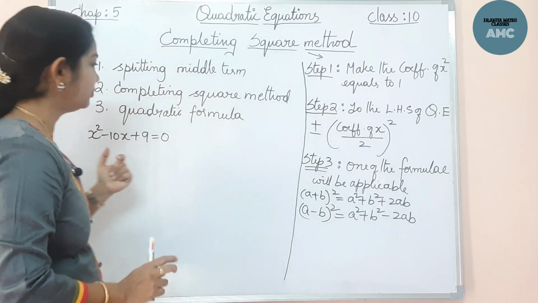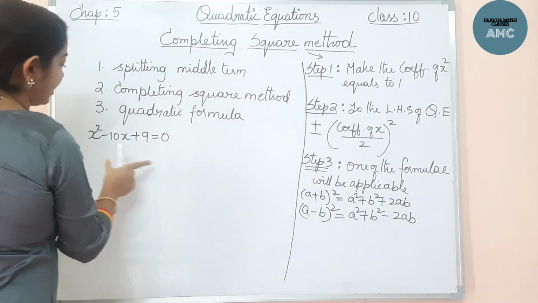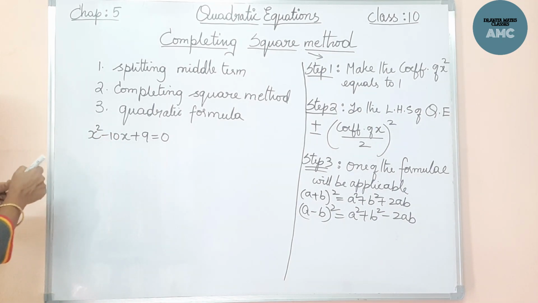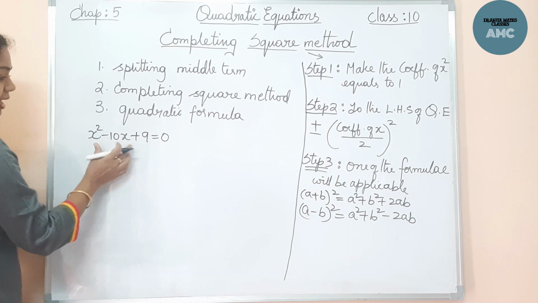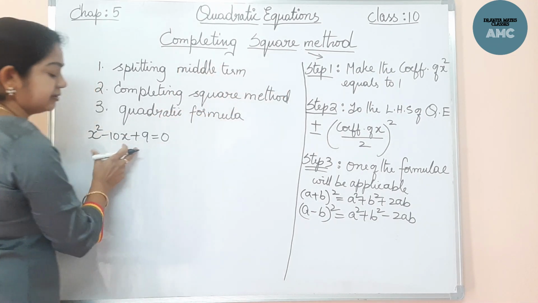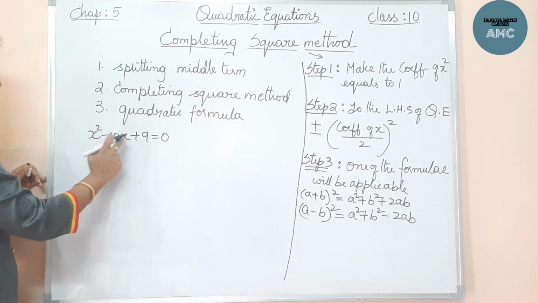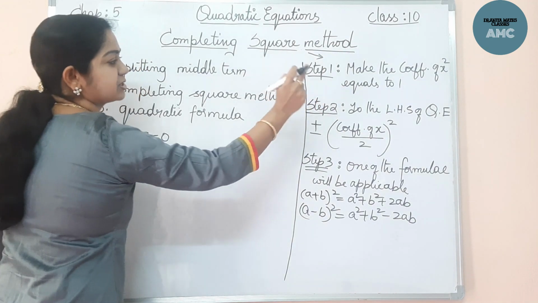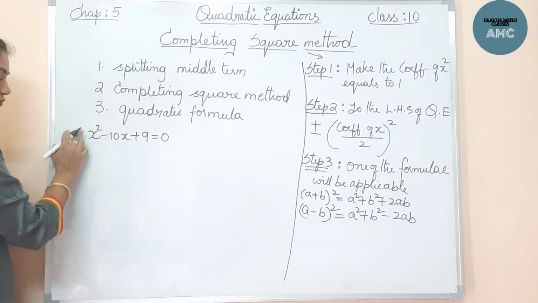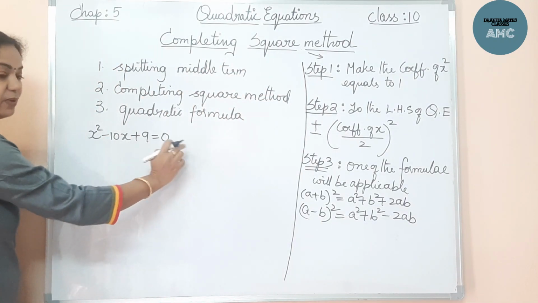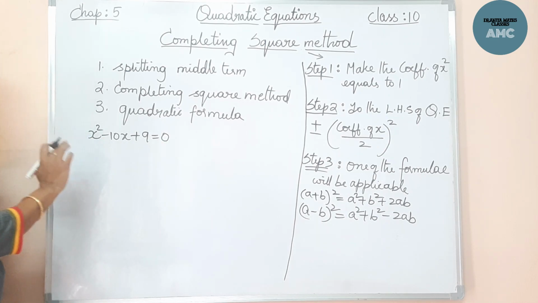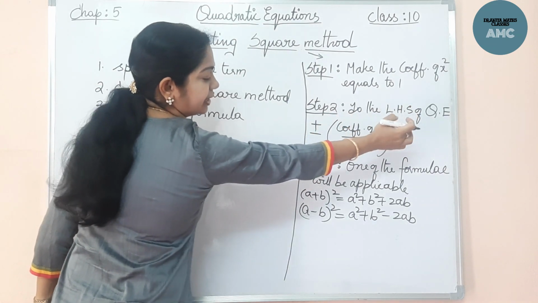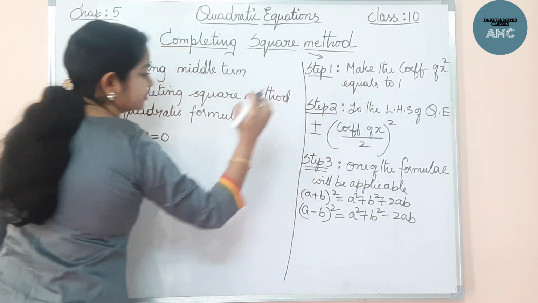Now we will do the completing square method using these steps. I'll take the same example, which is one of the do-this problems here. I'll start with the first step. This is our quadratic equation because it has degree 2 and the powers of x are in descending order. Make the coefficient of x square equal to 1. Already the x square coefficient is 1. If it is not 1, you have to divide by that number to make it equal to 1. So the first step is over. Now the second step: to the LHS of the quadratic equation, add and subtract the coefficient of x square.